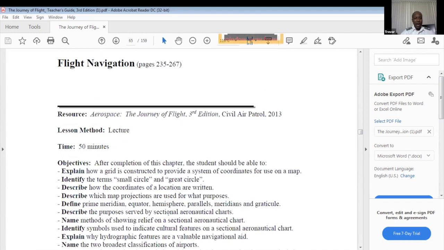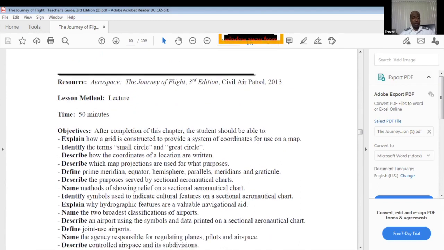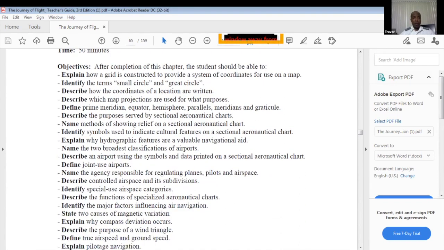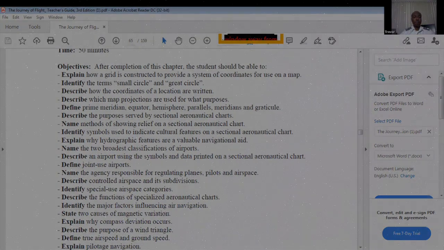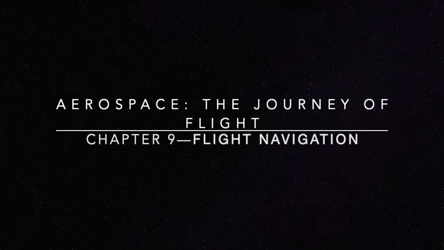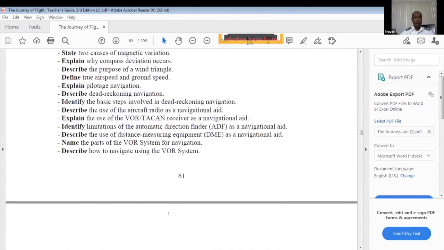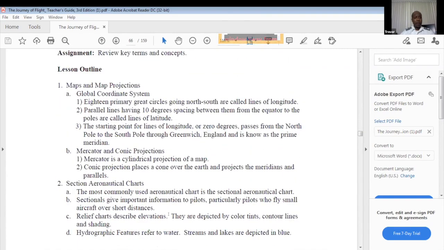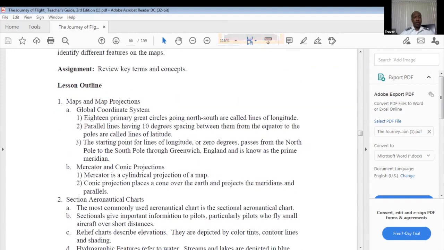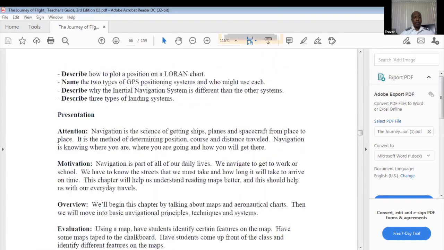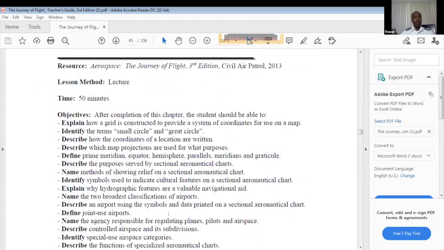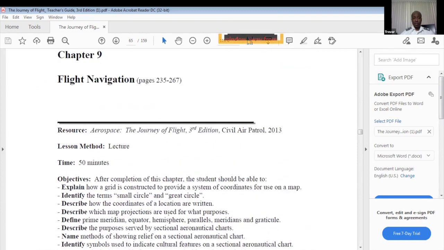So let's move to chapter 9. I'm going to move through this quickly because I want David to start the next portion of the presentation. So just bear with me as I move through this quickly. And I'll just skip the objectives and move down to the main part of the lesson. So we're going to be looking at maps and projections. So this part of the lecture is looking at flight navigation.